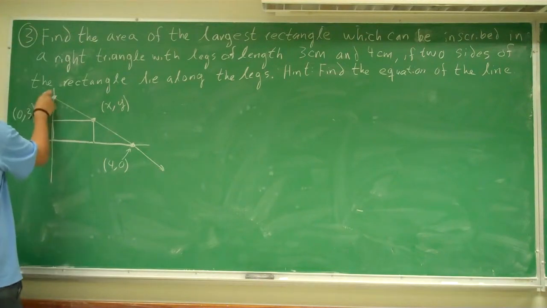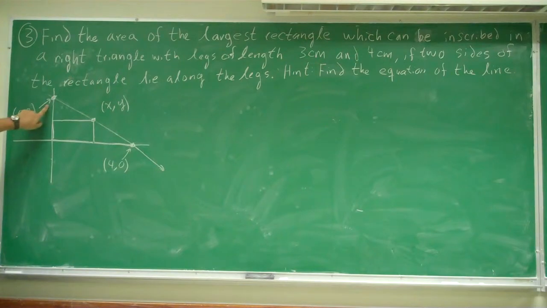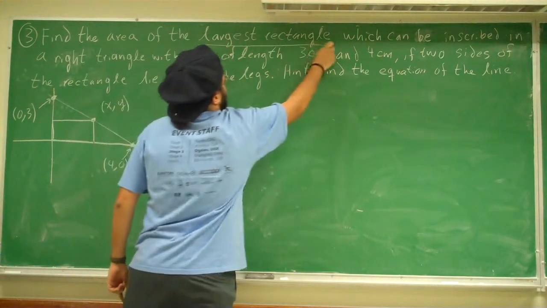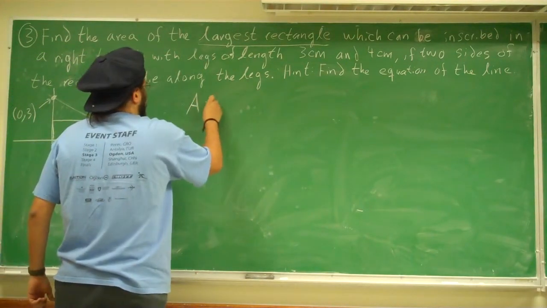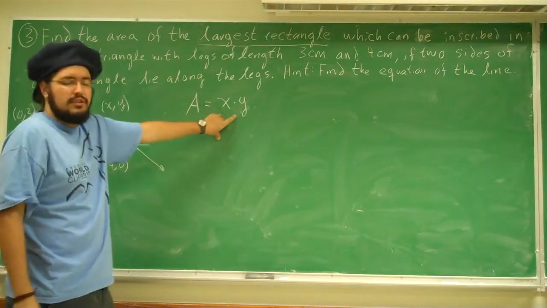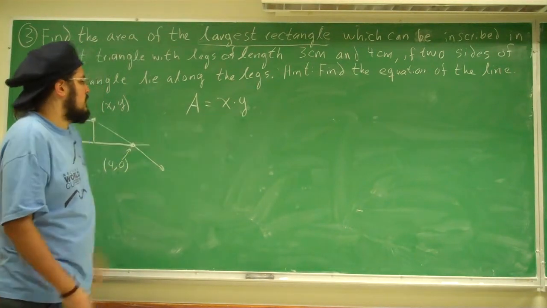Okay, so we have this line here, and this point here is (x, y), this point here is (0, 3), and this point here is (4, 0). With 2 points on a line, we can find the equation of the line. And also, since we want to find the area of the largest rectangle, what we have to maximize is this area function, x times y. However, we want everything in terms of x. So we have y here that we need to substitute. So how do we find that y?